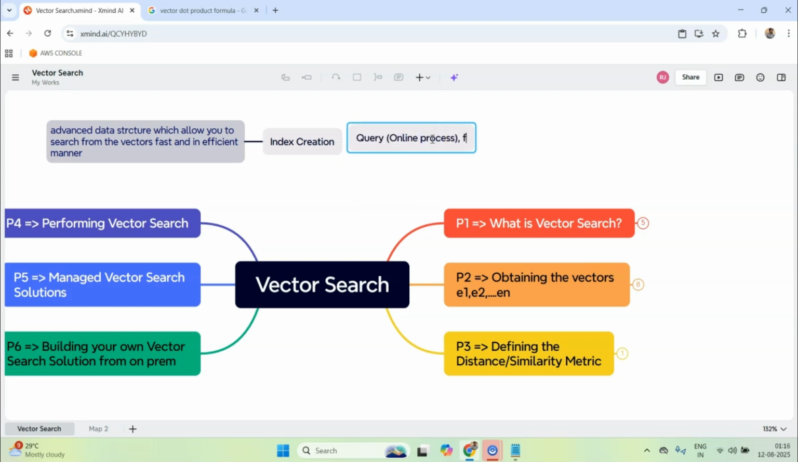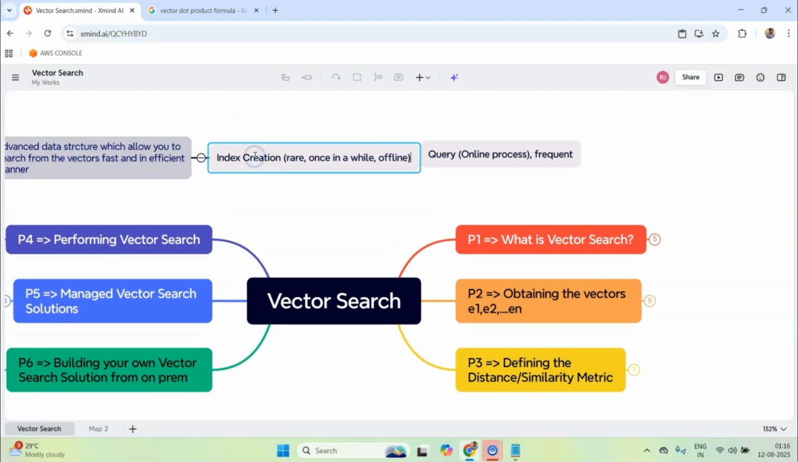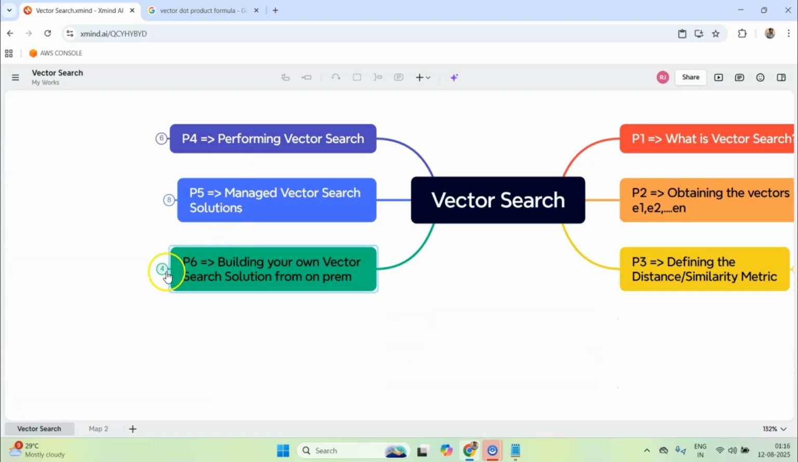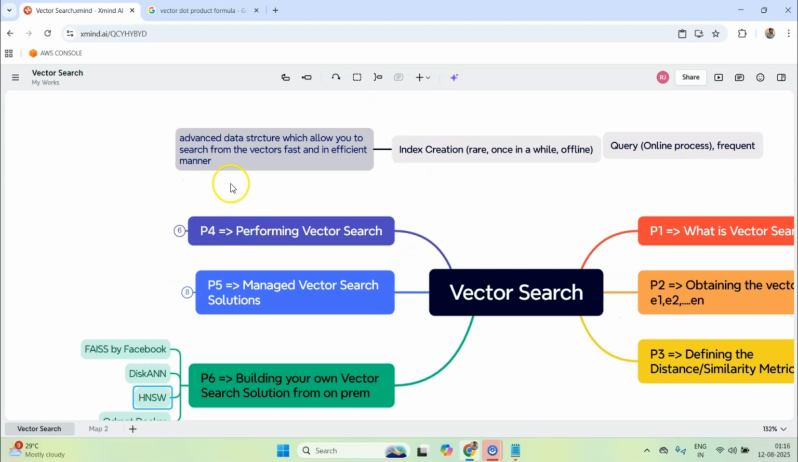It's very frequent. So you can have a web server or maybe a web app where users can search these documents. Index creation is very less frequent, maybe rare, once in a while. And this kind of process is also known as an offline process. Okay, so this is index creation, and when I talked about HNSW, this is an algorithm to build an index only.